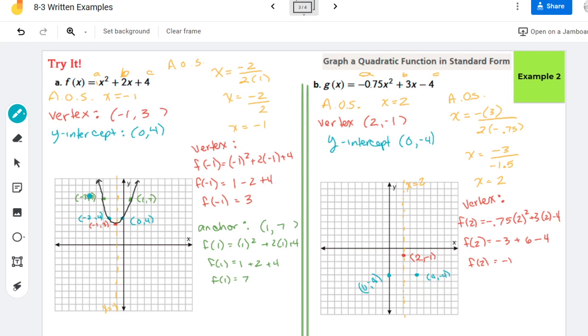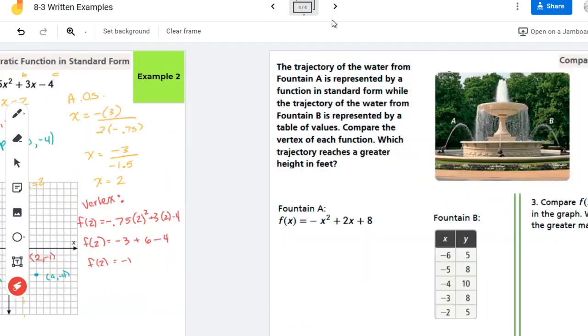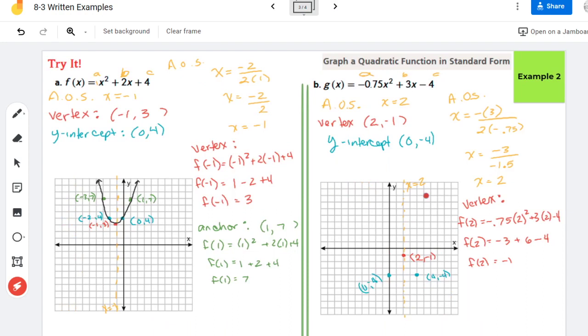Now I want to show you guys a trick. Do you see how the axis of symmetry is 2 away from the y-axis instead of 1? Like in this one, they were only 1 apart, and on the first one, they were only 1 apart. But this one is a different number other than 1 away from the axis. What that's going to do is allow me to use an anchor point using my a value.